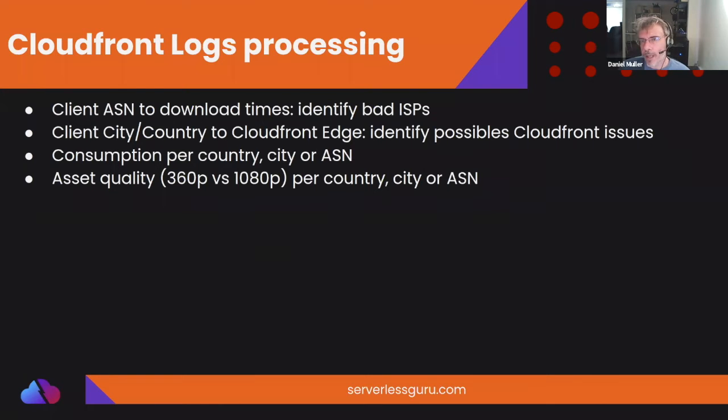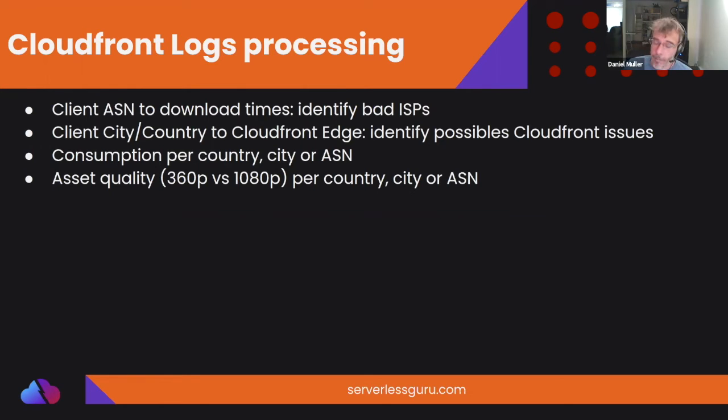Another part was trying to find the city or country of a customer and which CloudFront edge they were using, and to look at whether this CloudFront edge made sense. And in some areas it didn't. So you can take this data and go back to AWS and say, look, why are these customers in this country hitting an edge that's so far away, when another edge could probably have been better?